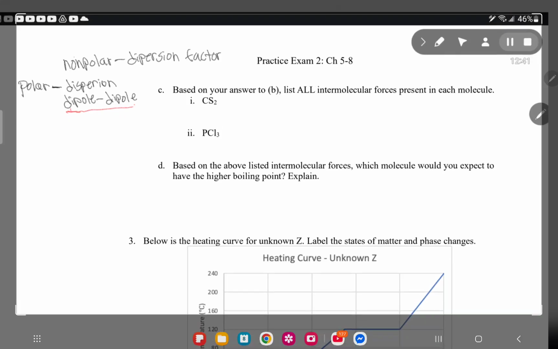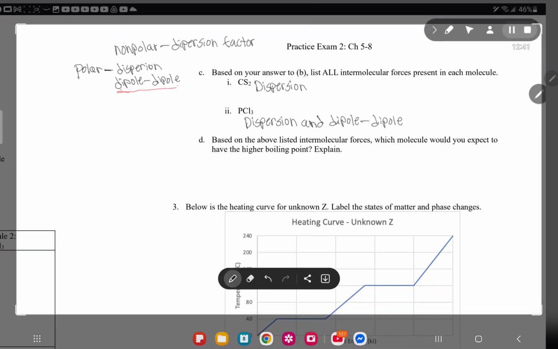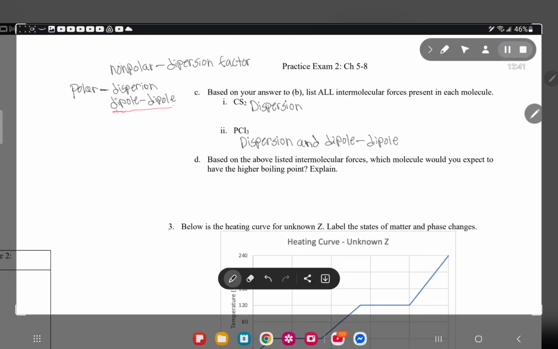Okay, so B wants us to list all of the forces present in each molecule. So in CS2, this will be dispersion. And then PCl3 will be dispersion and dipole. Okay. Based on the above listed molecular forces, which molecule would you expect to have the higher boiling point?